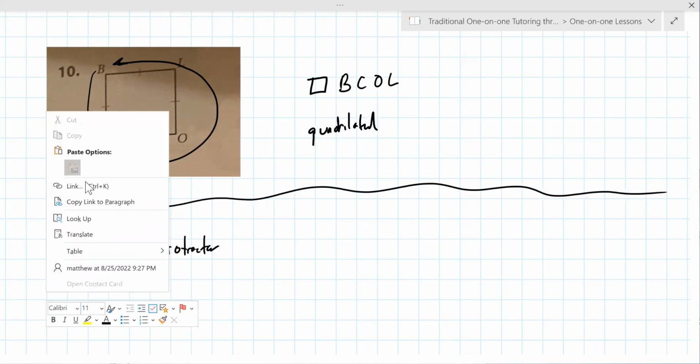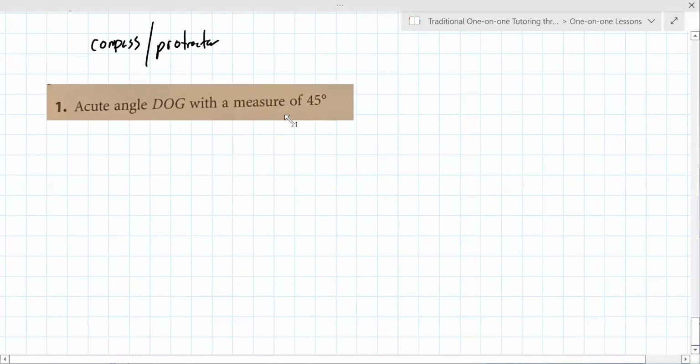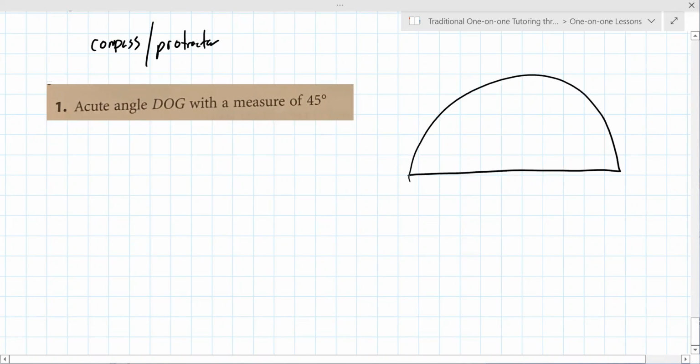Let me snip it in here. It says an acute angle DOG with a measure of 45 degrees. So you've got the one that looks like this. You can actually do this two ways, but I guess this is a protractor. With a protractor, you would just say, oh yeah, it's right there. And here's what is very important with an angle: the middle letter is always the vertex.